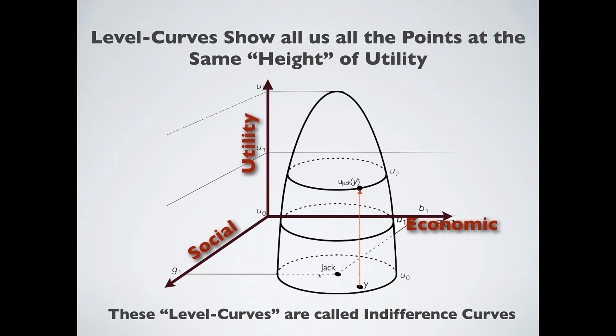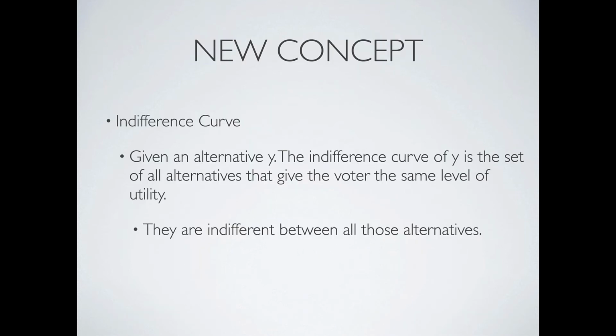It would be a circle down here. Now, it looks like it's an oval, and that's because we're looking at this from a 3D perspective. But you'll see, once we get rid of this utility dimension, we're going to be dealing with circles on a flat plane, all right? And we won't have to do this kind of skewed perspective, all right? So an indifference curve, what is it? It's given an alternative y.